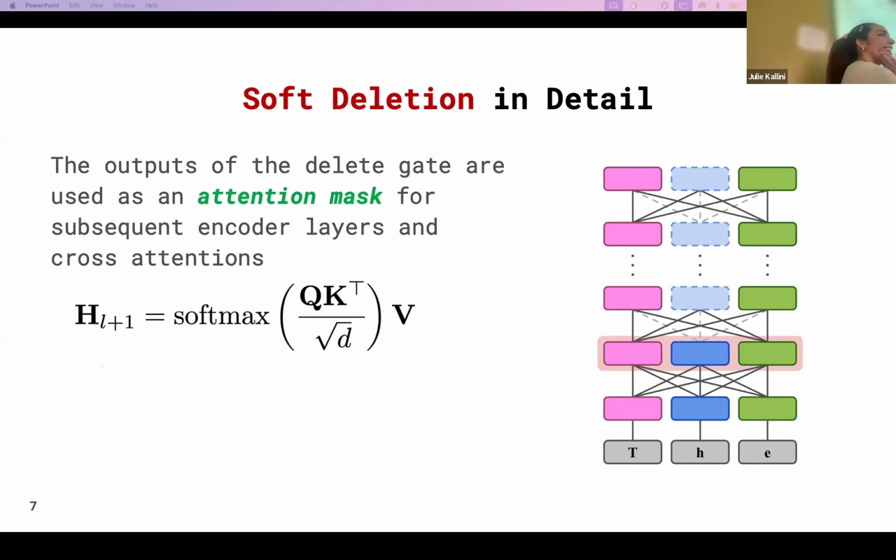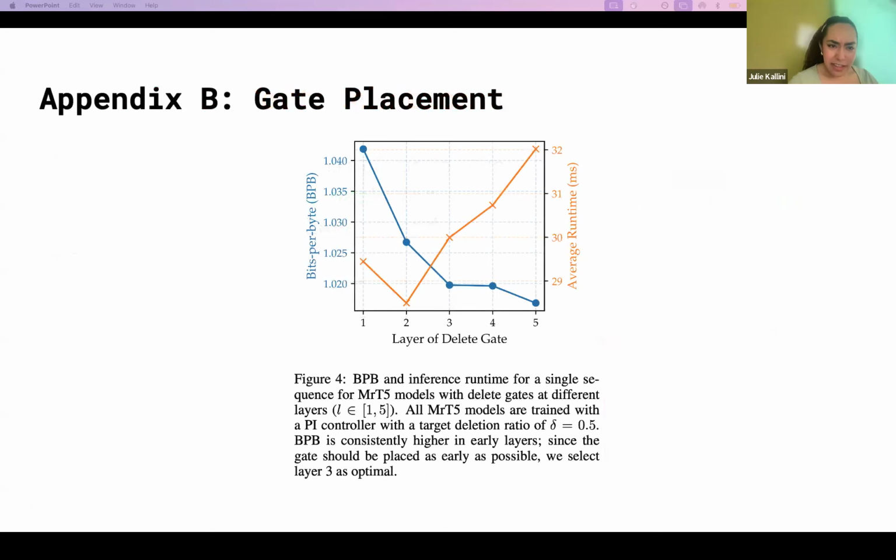I have a question. Could you go back to the slide where you talked about layer 3 being the optimal layer? Sure. How did you? Yes, so I don't actually have it on the slides, or do I? Wait, I do. I have it in this appendix.